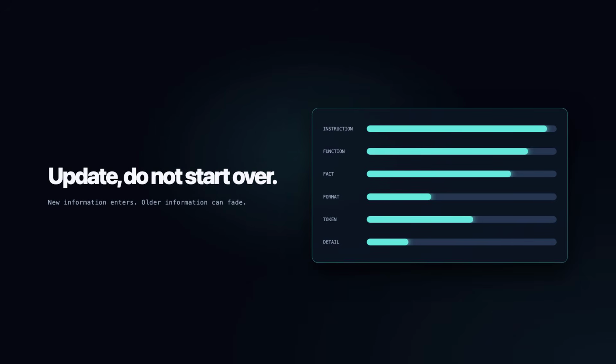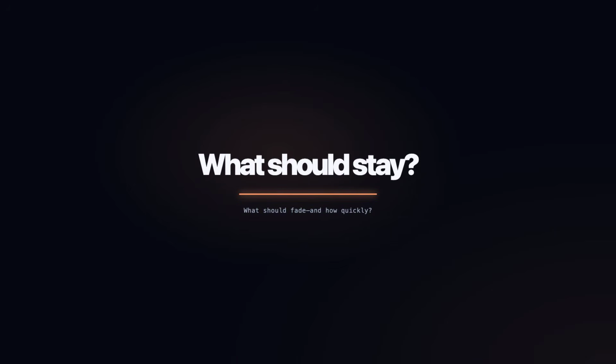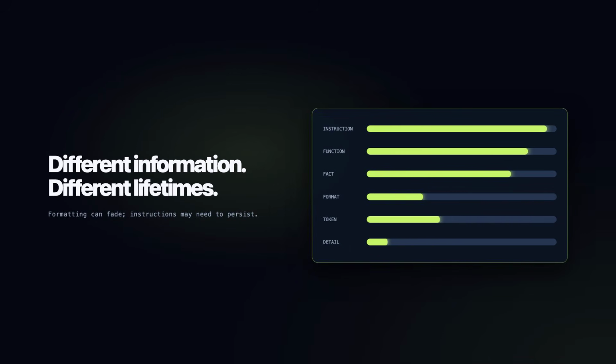New information can be written into the state. Older information can gradually fade. Important patterns can remain available without storing every possible relationship explicitly. But this creates a difficult question. What should the model keep? What should it forget? And how quickly should different kinds of information disappear? A temporary formatting detail may only matter briefly. A user instruction, function definition, or important fact may need to survive much longer.